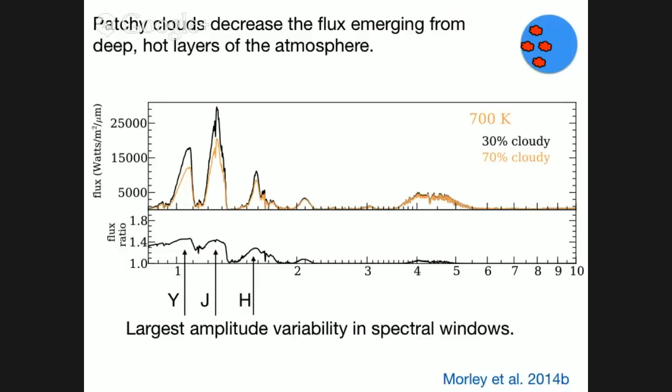So you can show this as a flux ratio. This is just the black line divided by the orange line here. And to get the observed variability that you would expect to see if exactly this physical process was going on in your atmosphere. And you really see the highest amplitude variability within those windows. So that's very similar qualitatively to the types of variability that we've observed at the LT transition with, for example, HST with the GRISM spectroscopy.